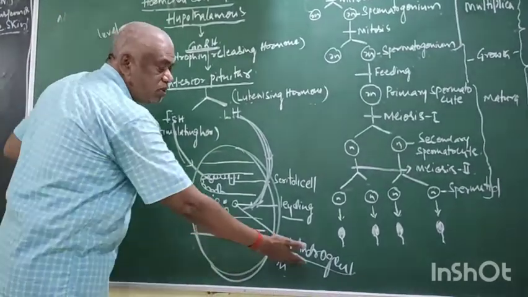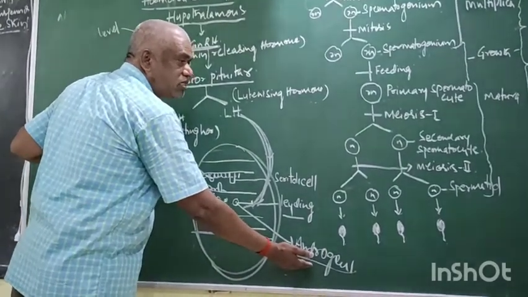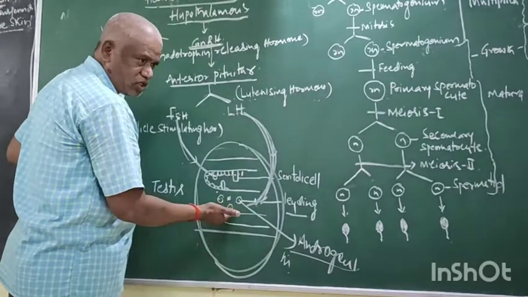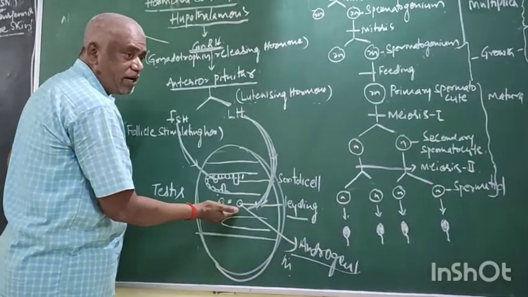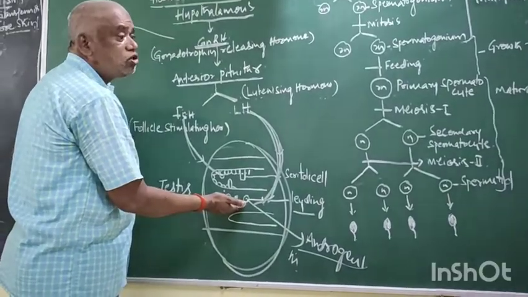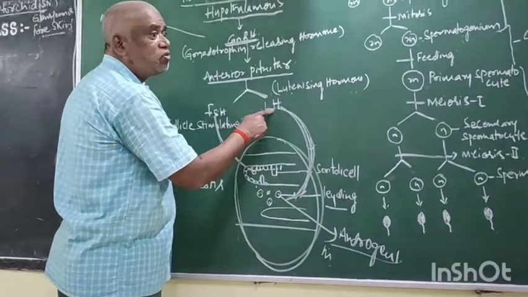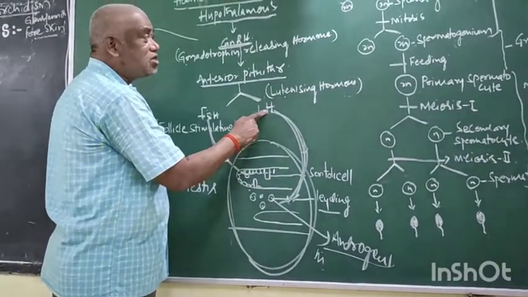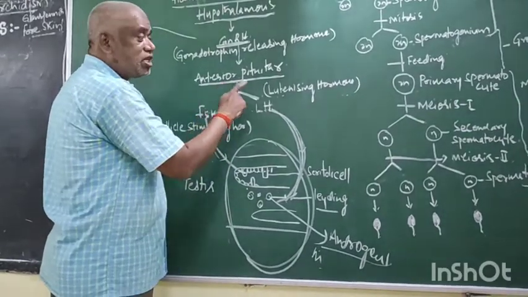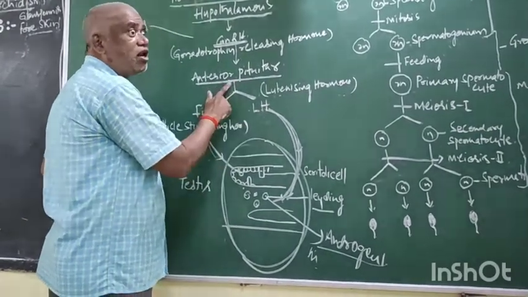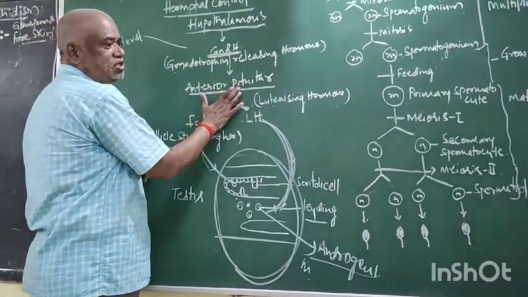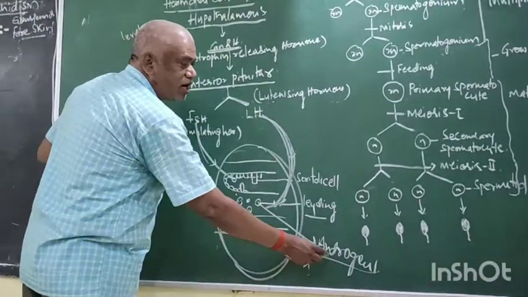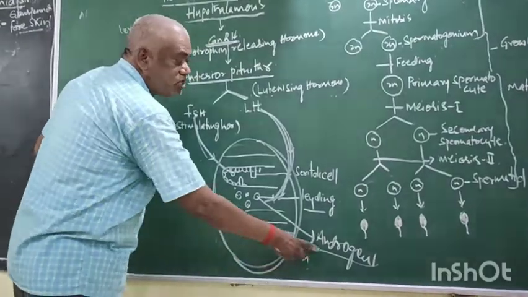Now what is this basic androgen? Male sex hormone secreted from Leydig cells. For the secretion of androgen from Leydig cells, stimulation is required. That stimulation is given by LH. The secretion of LH from the anterior pituitary requires stimulation. That is GnRH. It is the first step, second step, third step. Now what is the final androgen?